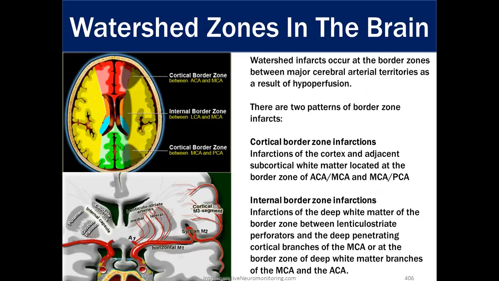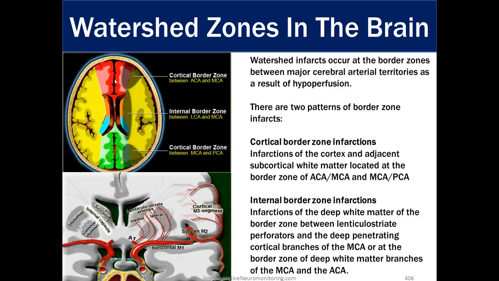Watershed zones in the brain. Watershed infarcts occur at the border zones between major cerebral arterial territories as a result of hypoperfusion. There are two patterns of border zone infarcts. First is the cortical border zone infarct: infarction of the cortex and adjacent subcortical white matter located at the border zone of the anterior cerebral artery and middle cerebral artery, and the middle cerebral artery and posterior cerebral artery, as we see in the picture here.